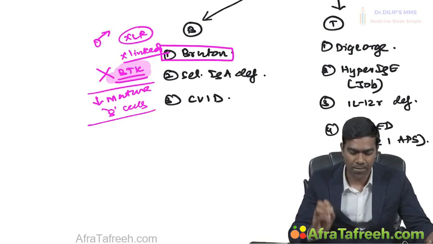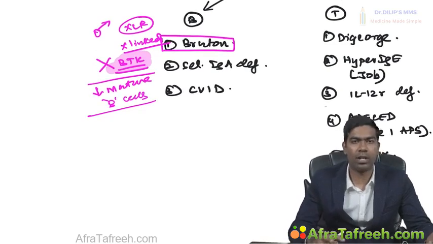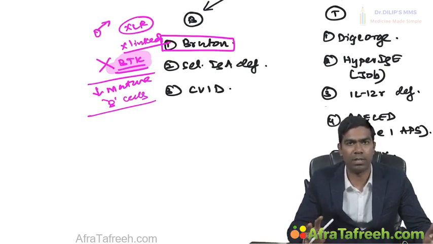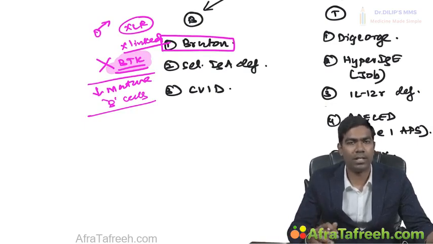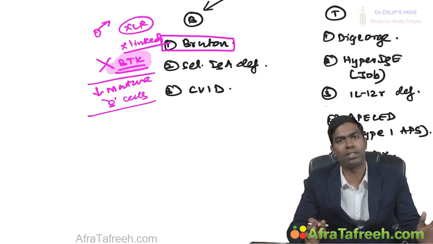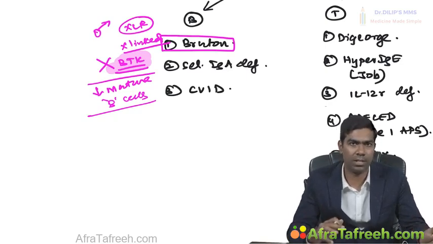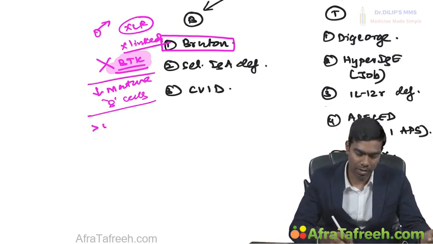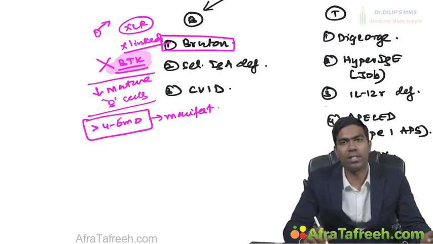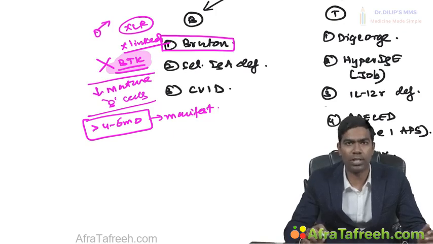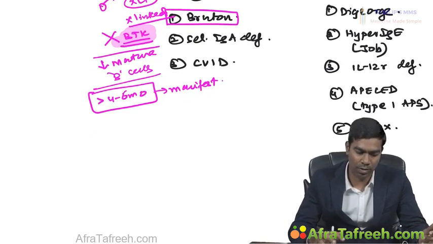Remember, antibodies are not needed for the first 4 to 6 months because of the antibodies from the breast milk secreted by the mother. So this disease will not have B cells and they won't produce antibodies, which means for the first 4 to 6 months the child will somehow manage because of the antibodies from the mother's milk. But after 4 to 6 months is where the disease will manifest. So manifestation will start around 4 to 6 months of age.